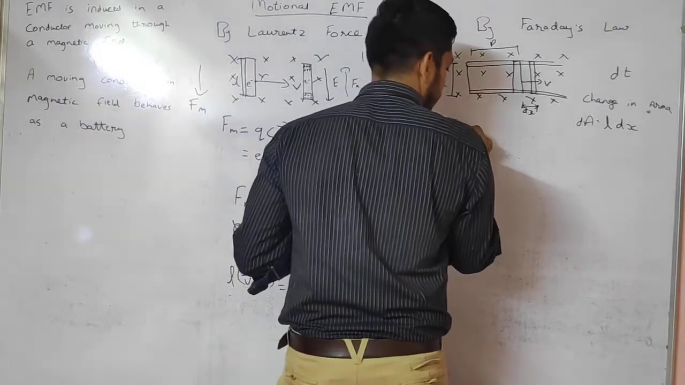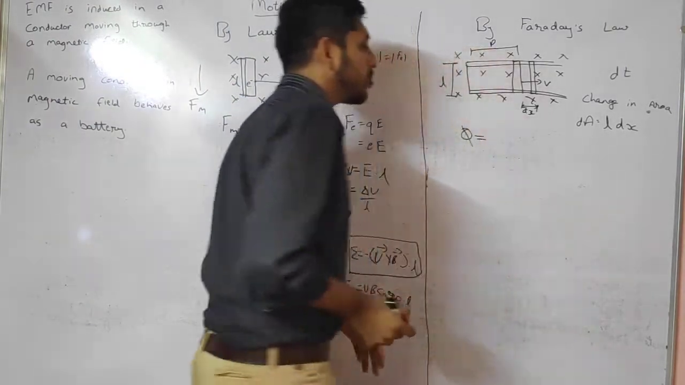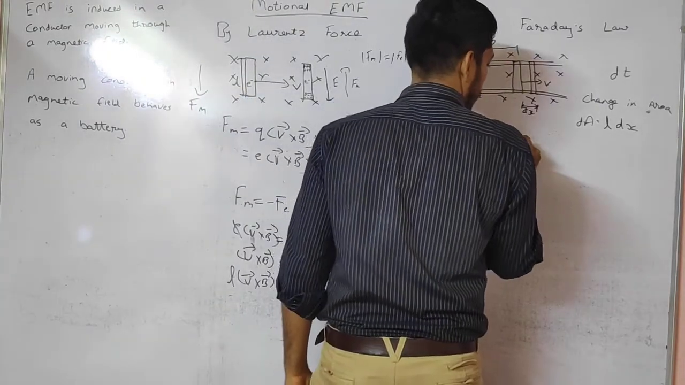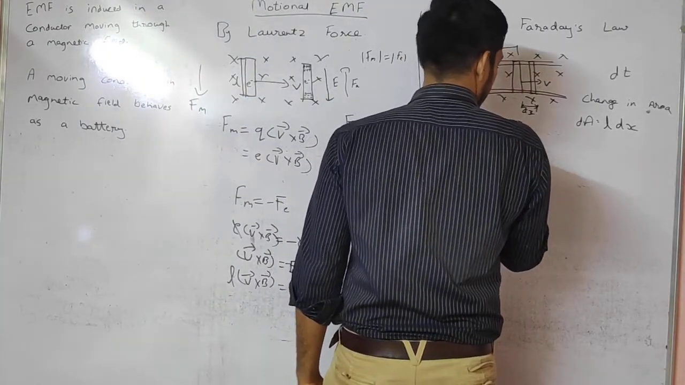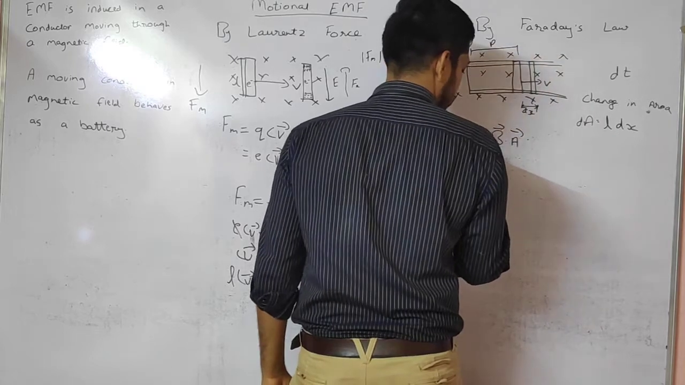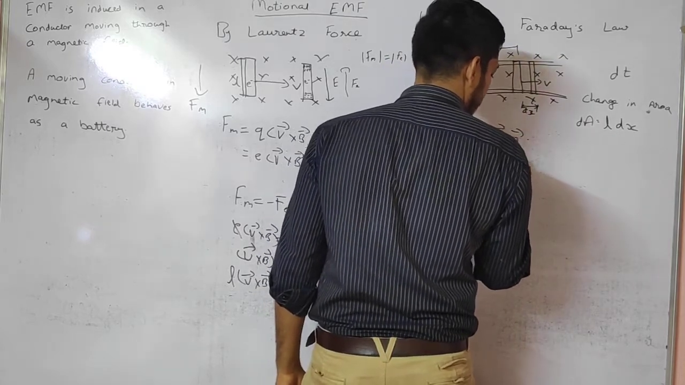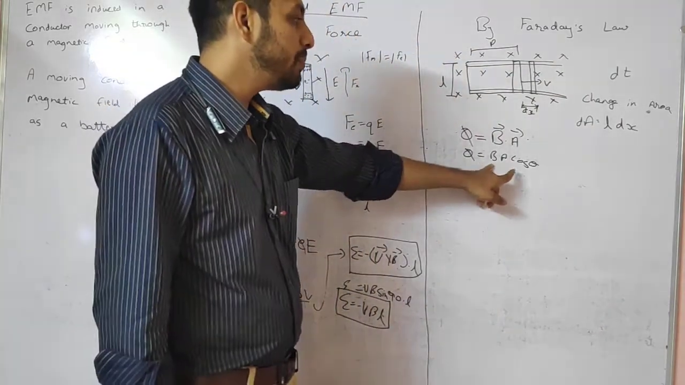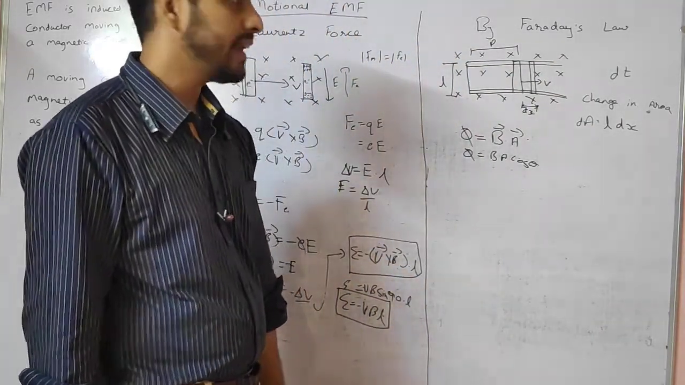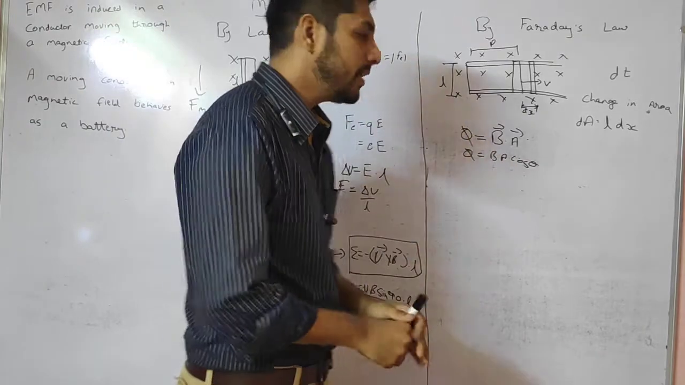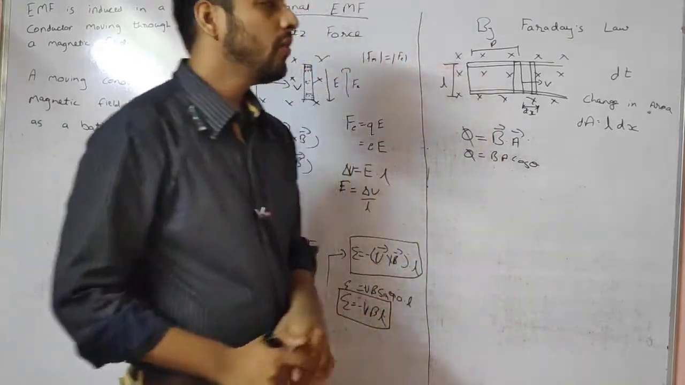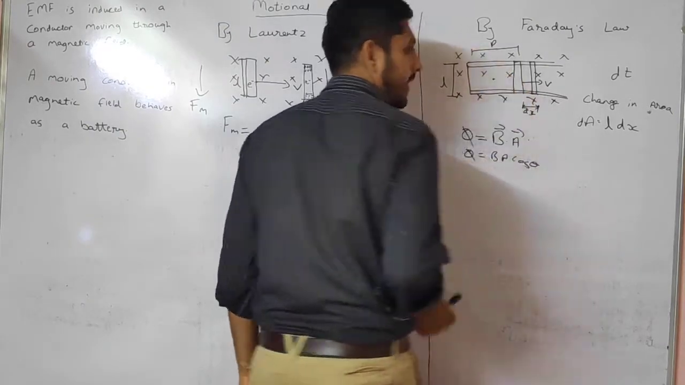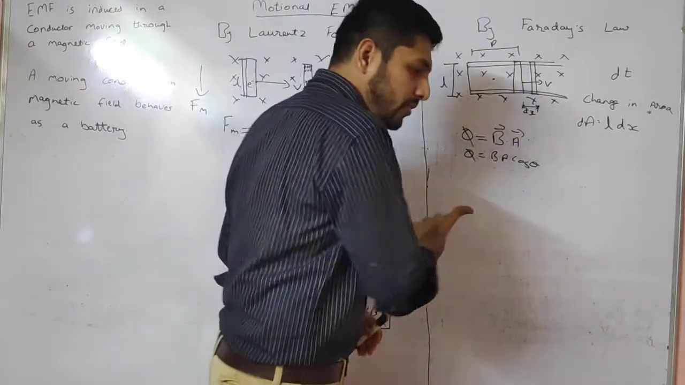Now what will the flux be? Total flux inside this area would be equal to B dot A, or if I want to remove this dot product, I can write BA cos theta. What will be the cos theta? The angle between B and A. What is my direction of B? It is going inward to the board. What will be the direction of A? Area vector is always perpendicular to the area, which means that it will also be in inward direction.